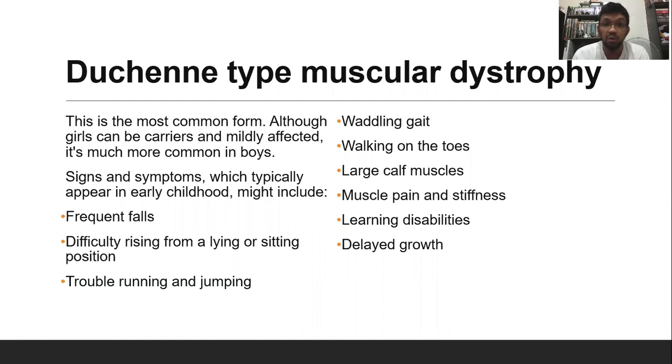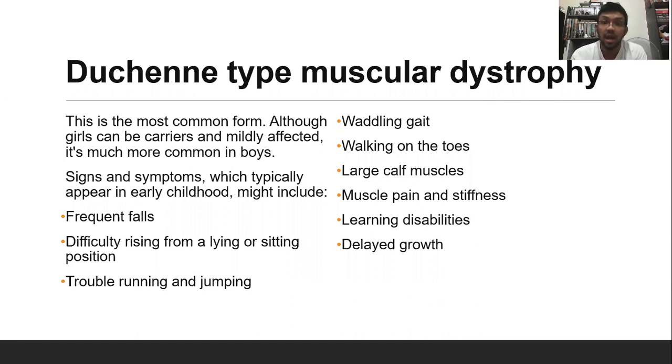Signs and symptoms, which typically appear in early childhood, might include frequent falls. So they are always falling out of the bed. There's difficulty rising from a lying or sitting position. There's trouble running and jumping. Waddling gait. So waddling gait, they walk like a duck. That's how the gait of a person with muscular dystrophy looks. They walk like a duck or a penguin.